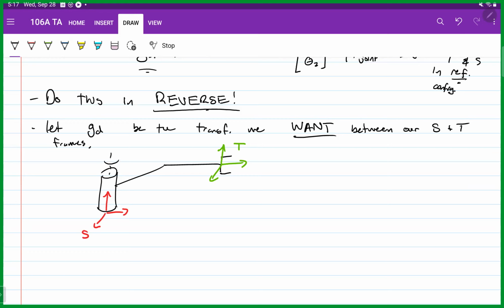Once again, we have this theta 1, which is the amount that we rotated right there. And then we have theta 2. Okay? So that's just like that second cylinder, theta 2. Okay, so what we're trying to do is we know that at this point, we have this transformation between S and T is equal to gd, our desired transformation, all right? So we're going to figure out a way to work backwards to figure out what the theta 1 and theta 2 corresponding to this gd actually are.